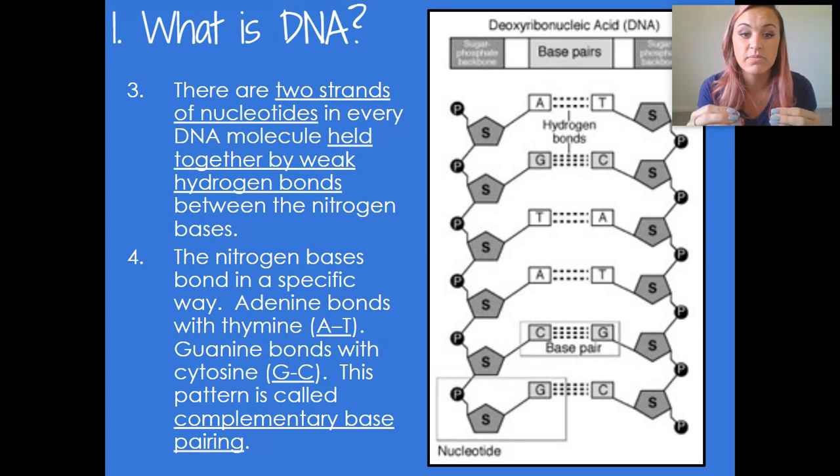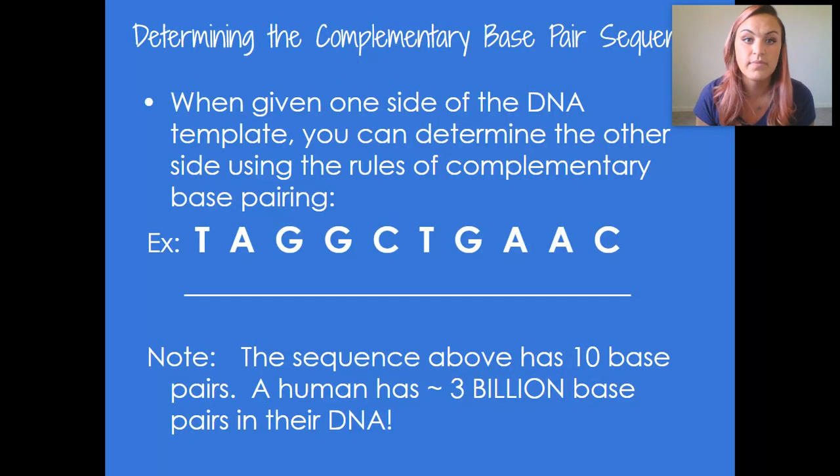These nitrogen bases bond in a very specific way. Like I said, your A's and your T's always go together. Your G's and your C's always go together in DNA. This is referred to as complementary base pairing. So if we're practicing this, when given one side of a DNA strand, you can actually determine what the other side looks like based on that rule of complementary base pairing.